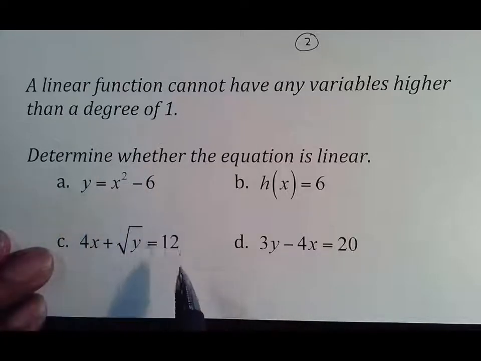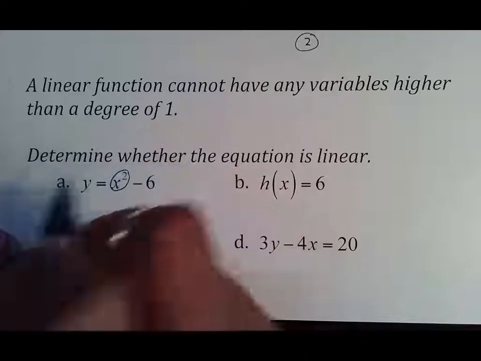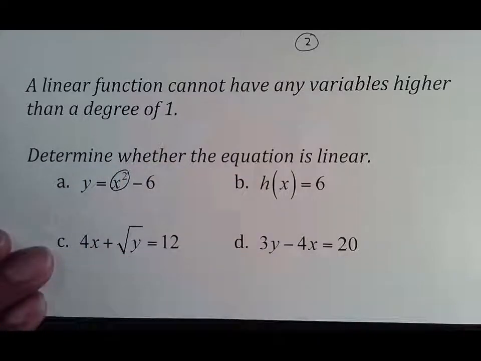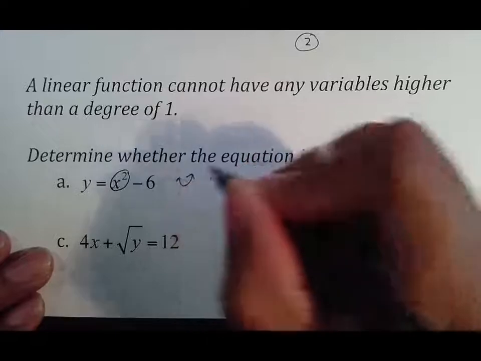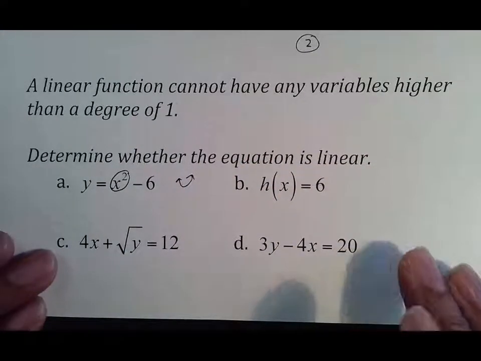y equals x squared minus 6. Not linear. The reason it's not linear is because of that. Some of you know that would look like a U shape, which we'll talk about probably pretty soon. I don't know when because I haven't looked ahead, but I know it's coming up.